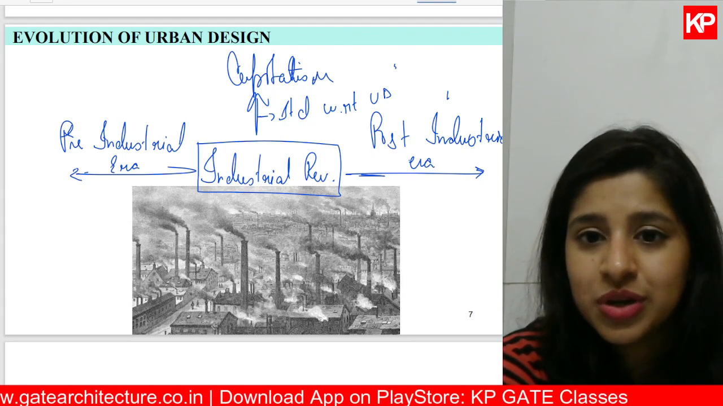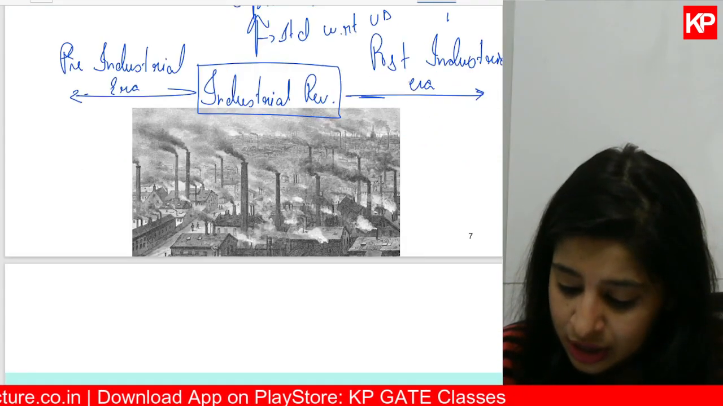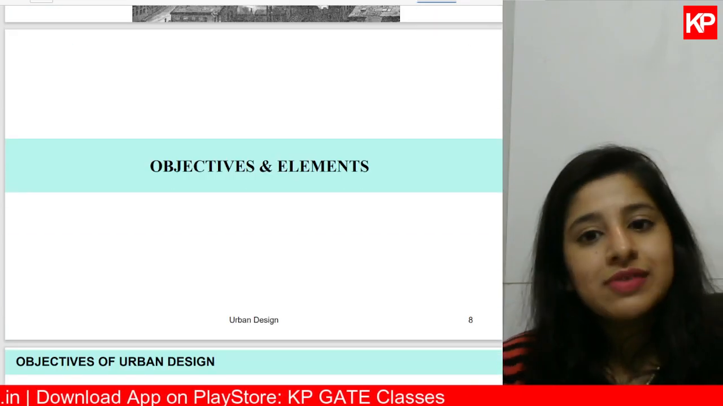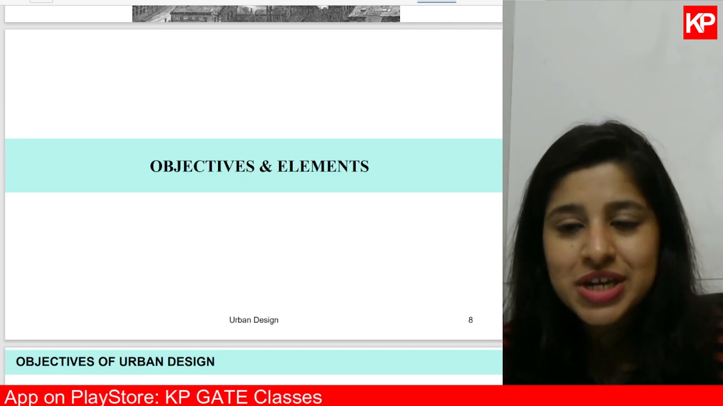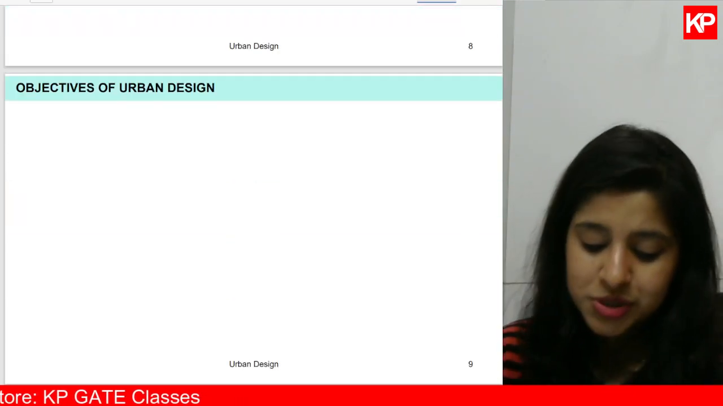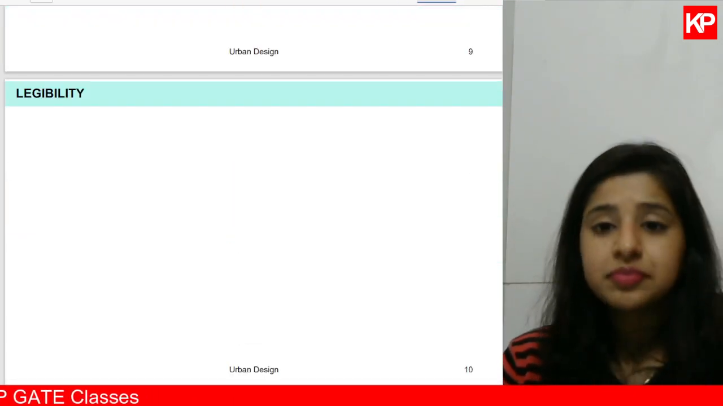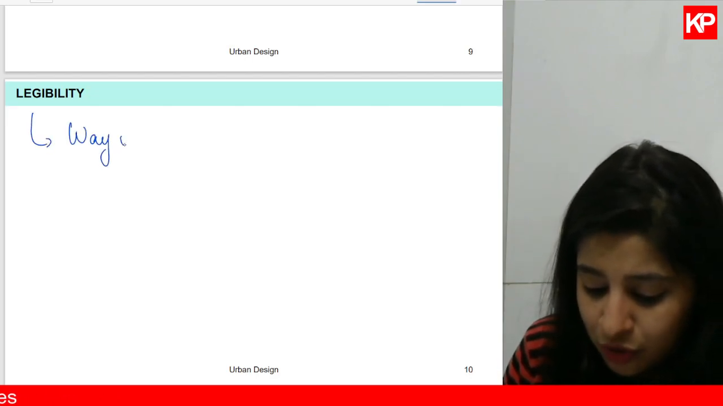So this is how urban design has evolved all throughout time. The thing that you see today is not how it was right from day one. Now we come to objectives and elements, that is, with or through urban design, what do we aim to achieve and what are the elements of urban design. Now we'll quickly go through these objectives of urban design. The first is legibility. When we talk about legibility, we talk about wayfinding.